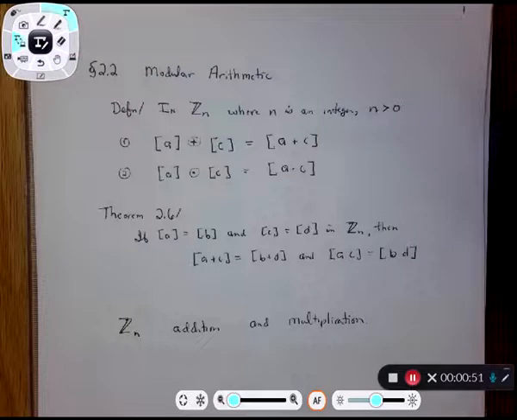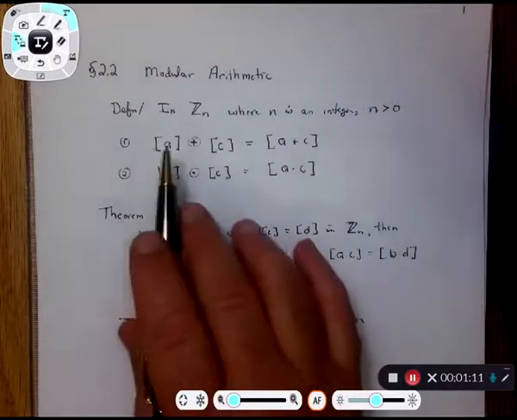Now what we're talking about here with this modular arithmetic is how to actually do the algebraic structure of Z mod n, which means we're going to talk about adding and multiplying and how to put that stuff together to show algebraic structure. So, definition.